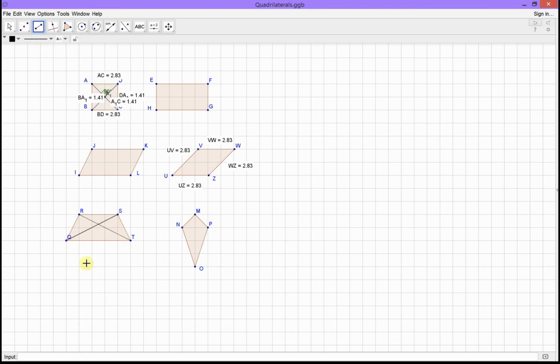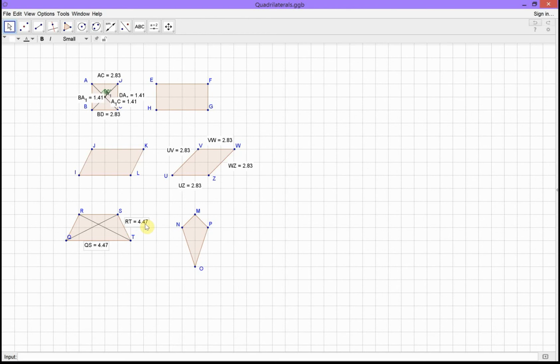Okay, so we're curious, are these diagonals equal to each other? Well, let's use our handy dandy measuring tool. And let's measure R to T. Okay, hard to see the way they piled up on each other, but that's okay. We can pull them out a little bit. Okay, so 4.47, 4.47. Indeed, the diagonals are equal.